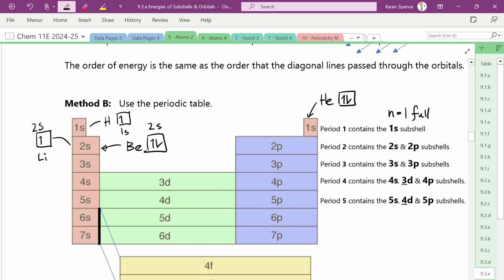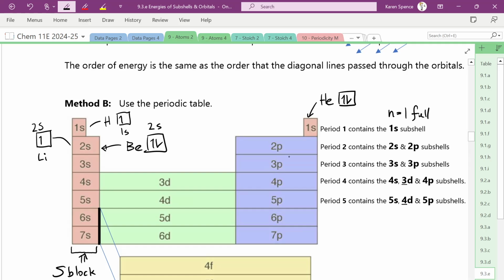And we call this block here, this red block, the S block. And if you have an element in the S block, its last electron will be an S electron. So you'll have either a 1s1 or a 1s2 or a 2s1 or a 2s2 or whatever s1 or whatever s2, okay? That's going to be the last electron.